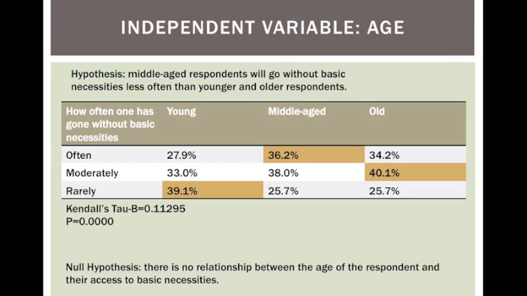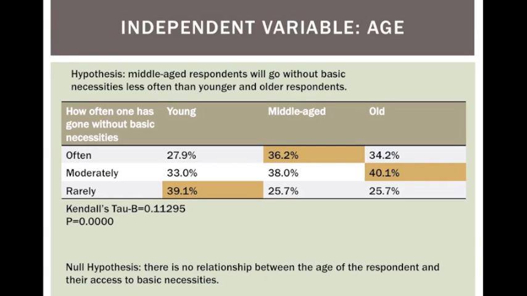For age, we hypothesize that middle-aged respondents will go without basic necessities less often than younger and older respondents. This is because we are assuming that middle-aged respondents are more likely to have the highest paying jobs, since younger respondents will just be entering or settling into the workforce, and older respondents are more likely to be retired. The findings do not support our hypothesis, since they actually prove the opposite. Middle-aged respondents were more likely to not be able to meet their basic necessities, while younger respondents were able to meet their basic needs the most.